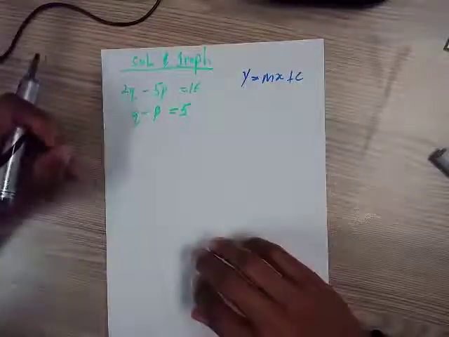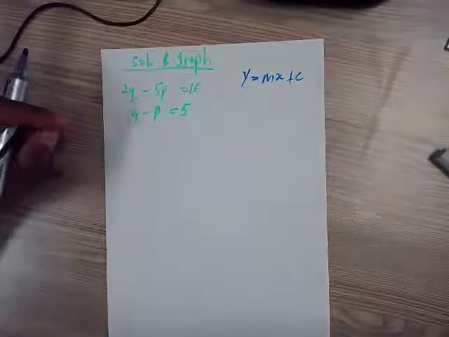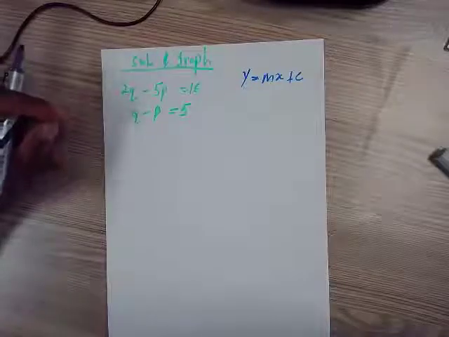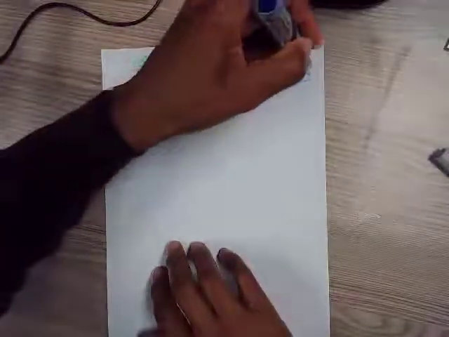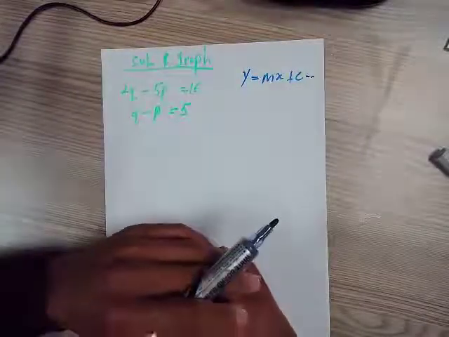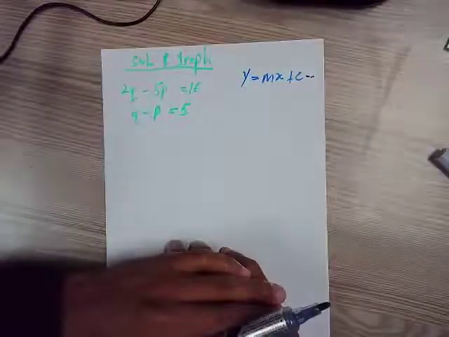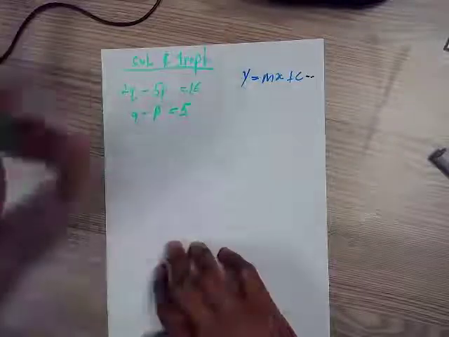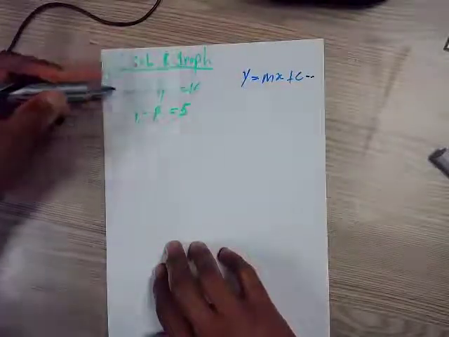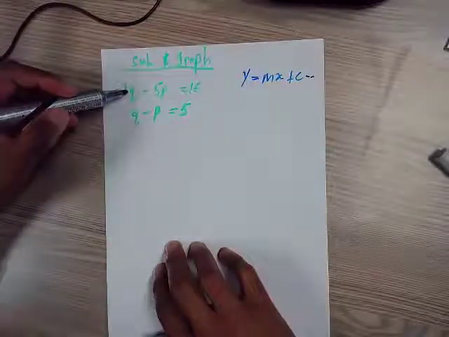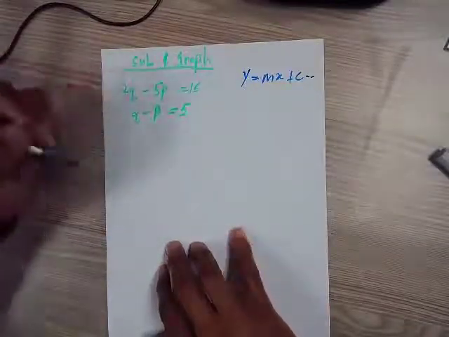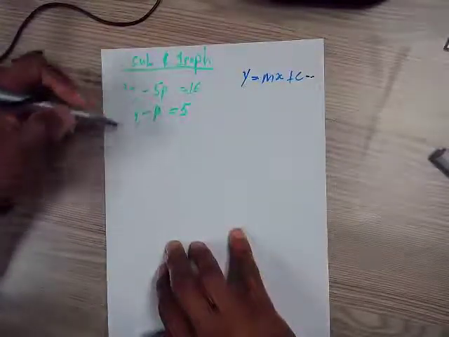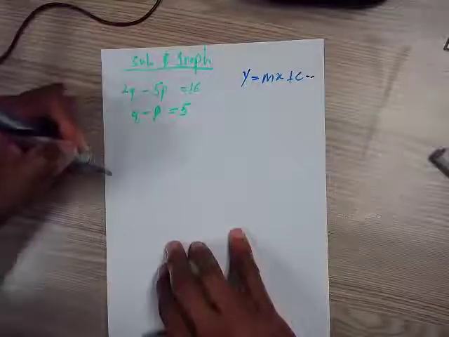Okay, simultaneous equations by way of substitution and graphically. The first thing we do here, you convert all your equations to y equals mx plus c format. So the first thing you do is you start solving for either the q variable or the p variable. So now here I'm going to look for a p variable starting with equation 1.